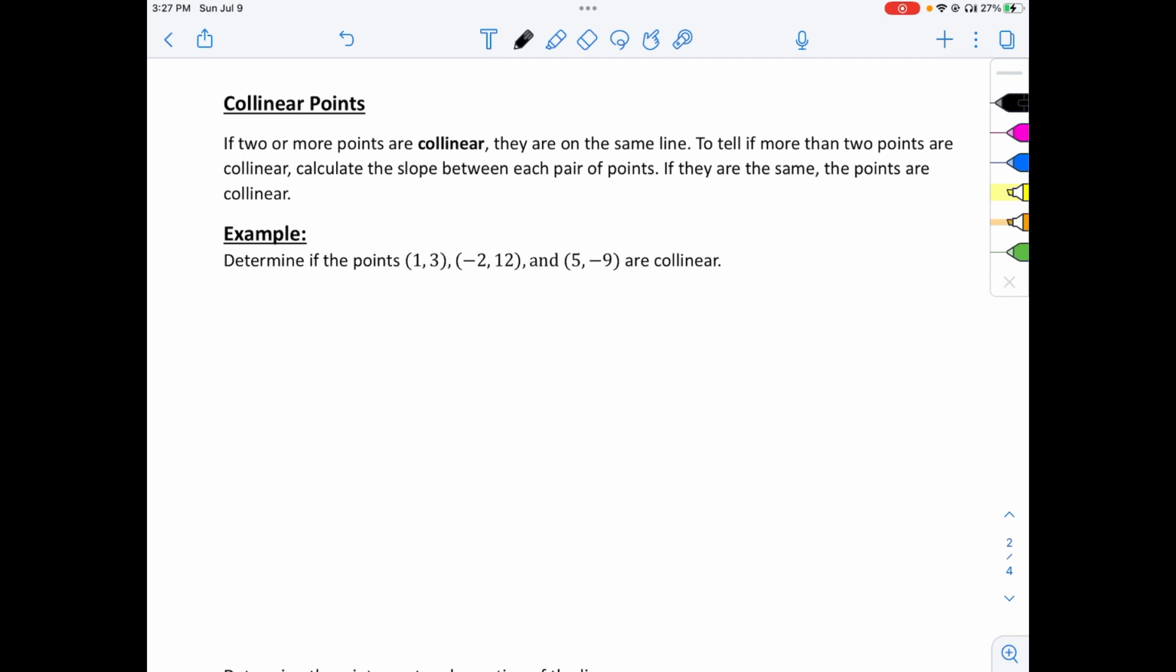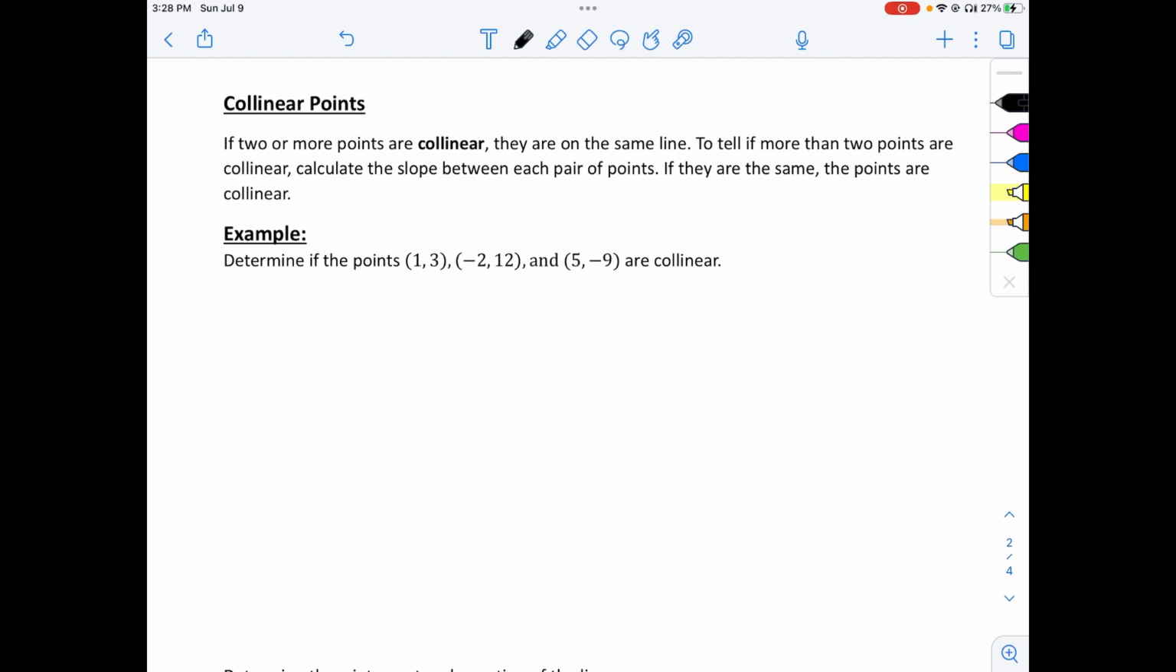However, if we have more than 2 points and we want to determine if they are collinear, we need to take a look at the slope between each pair of points to see if they actually lie on the same line. Okay, so I'm just going to do a quick little sketch here to show you what I mean, and then I will just erase them and show how to do this algebraically.